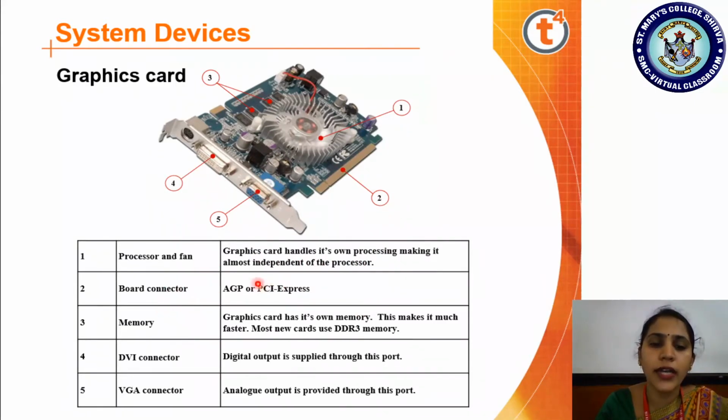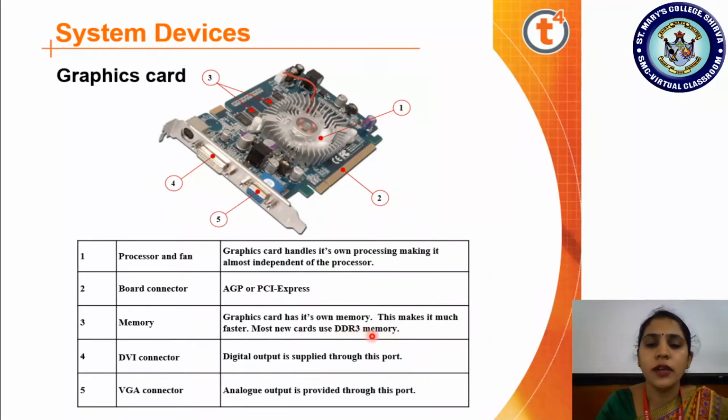And you have a port connector. If you observe here in this diagram, see this part. It is the personal computer interface, the peripheral, and memory. These are the memory chips, the third one here. The graphics card has its own memory, and this makes it much faster. Most new cards use which type of memory?